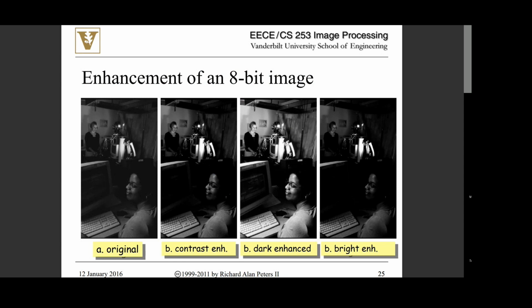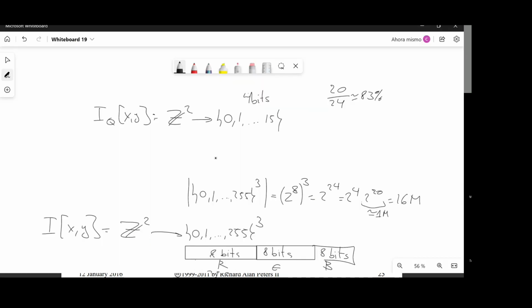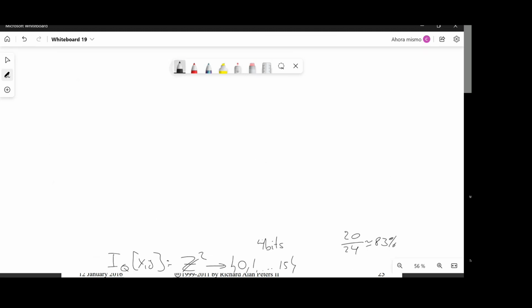Okay, so what can I use this for? Let's say that this is my original image. This is my contrast enhancement. We have seen the image equalization on that. So I can take the minimum and maximum value. So let's say I have an image, this is my image there.